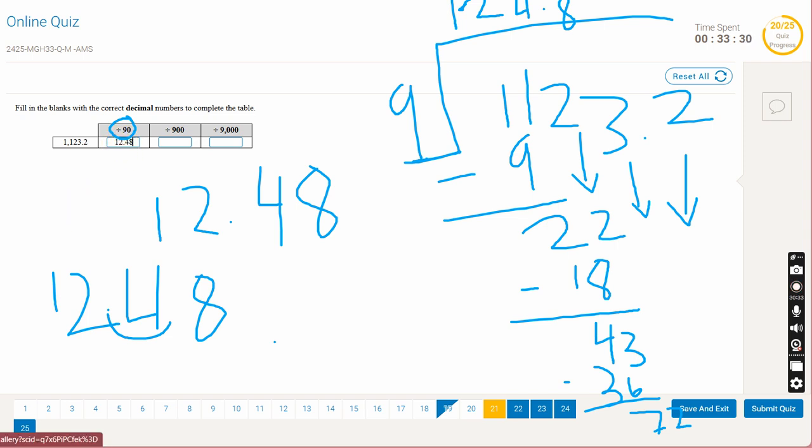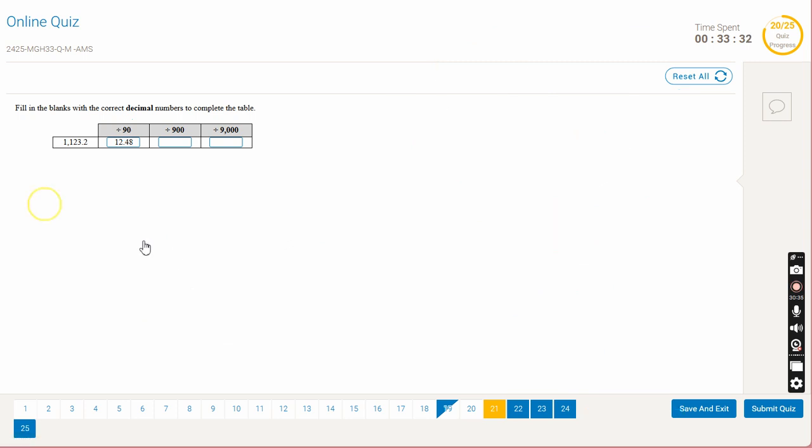The next one, you do the same thing. What was our answer initially? 124.8, right? When divided by 9. Now they added 2 zeros, so we move it inwards twice. 1, 2. So 1.248.